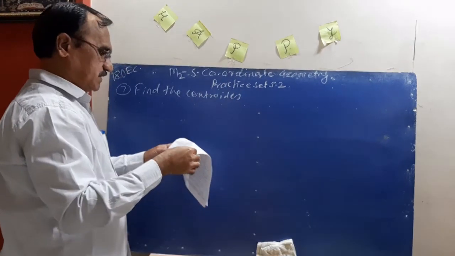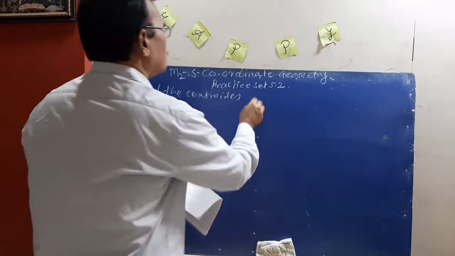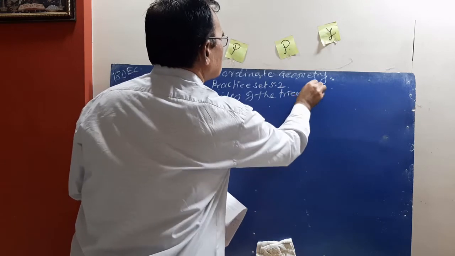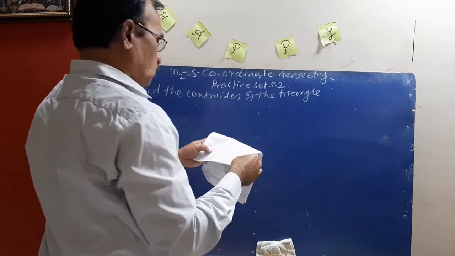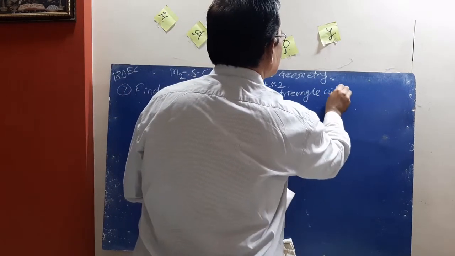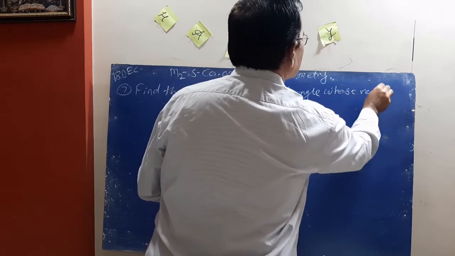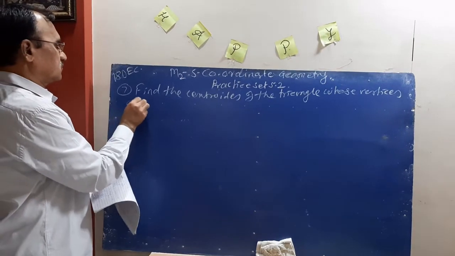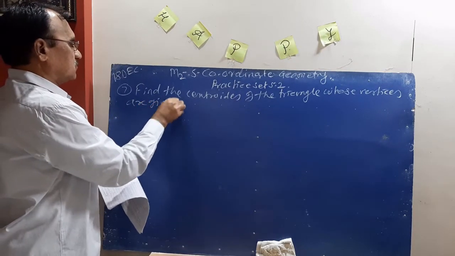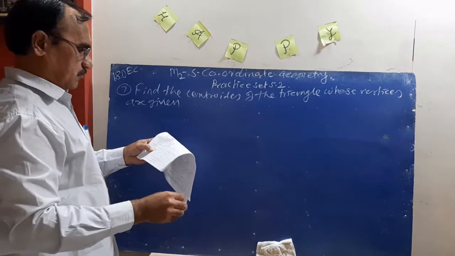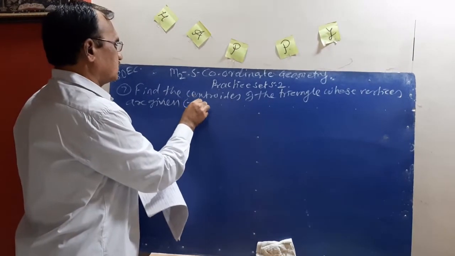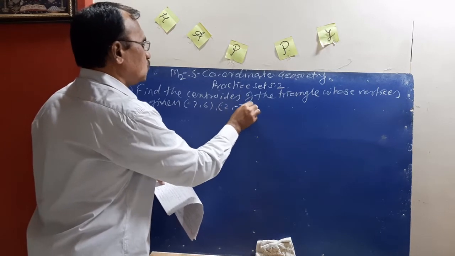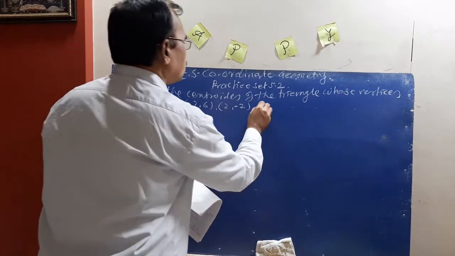Find the centroid of the triangle whose vertices are given: (-7, 6), (2, -2), (8, 5).